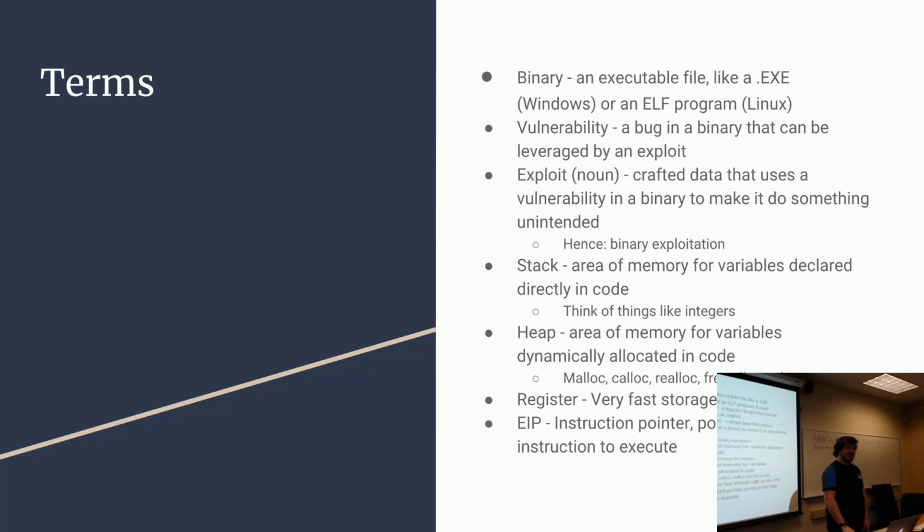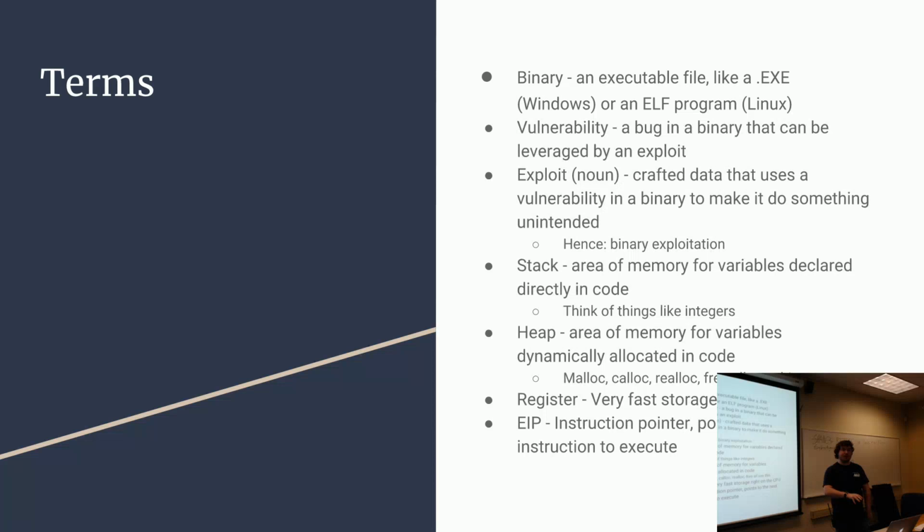Now we know. A vulnerability is a bug introduced by a programmer that can be leveraged by an exploit. This is different from just a bug, because if you have like a pointer that's dereferenced, that's null, something like that, it doesn't really cause an exploit. Whereas a vulnerability is things like buffer overflows, which I'll talk about in a little bit. An exploit is crafted data that you send at a program to take advantage of this vulnerability, hence binary exploitation.